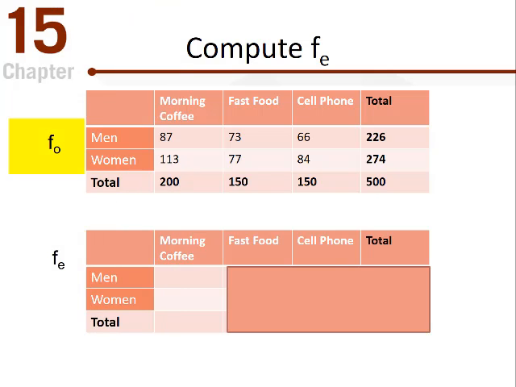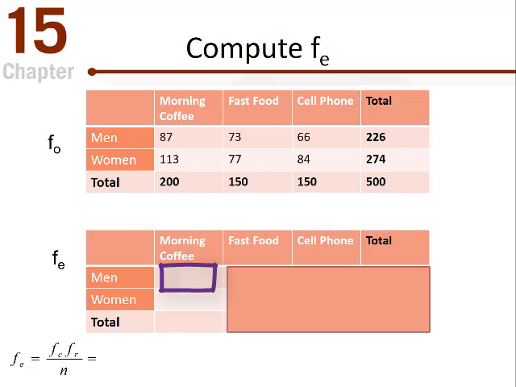Up here we have our frequency observed, our sample, and now we want to figure out the table for our frequency expected if the null hypothesis was true. So if there was no difference between what men and women are willing to give up between their morning coffee, fast food, and cell phone. The formula, we said, in order to get each cell for the frequency expected, is the frequency column times frequency row over the number of people.